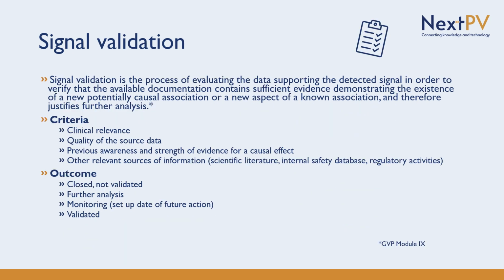Signal validation. Signal validation is the process of evaluating the data supporting a detected signal to verify that it contains sufficient evidence to justify further analysis. This step involves assessing the clinical relevance, quality of the source data, and the strength of evidence for causal effect. The outcome of signal validation can lead to further analysis, monitoring, or closing the signal if there is not enough evidence. Validation is a critical step because it helps ensure that only valid signals proceed to the analysis and assessment stages.